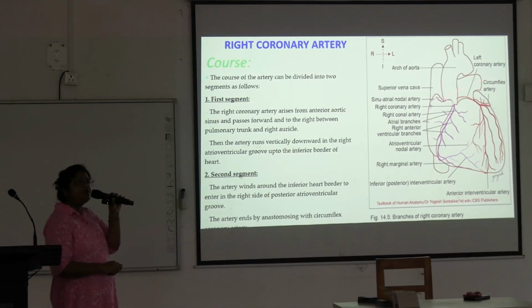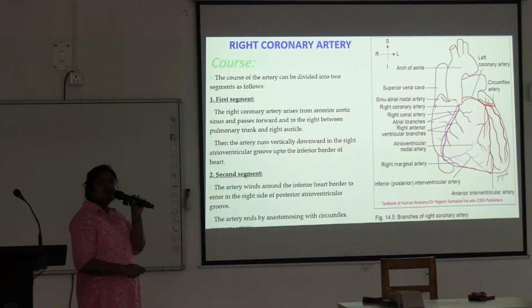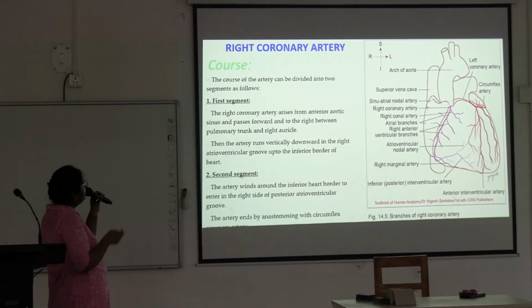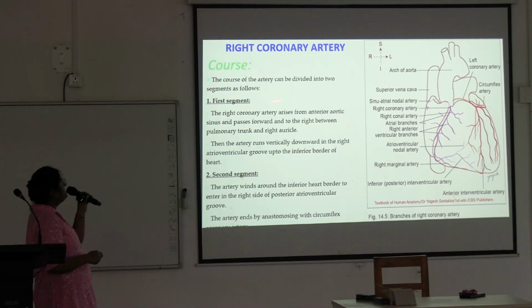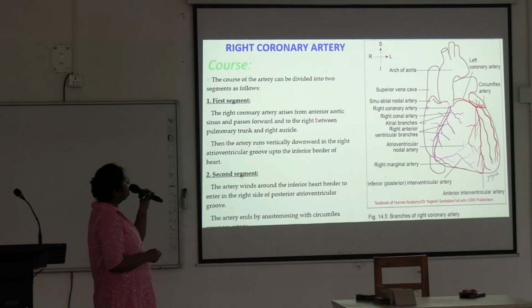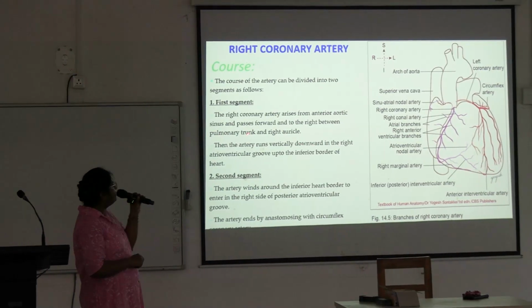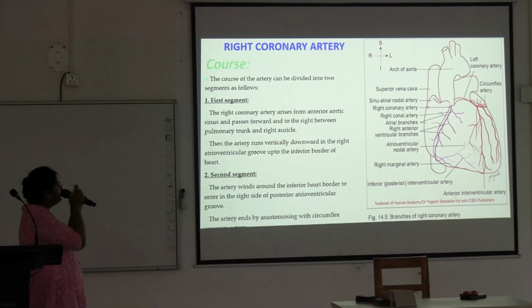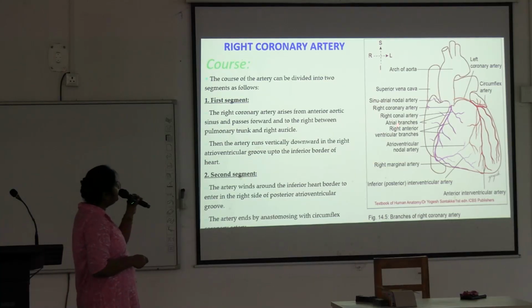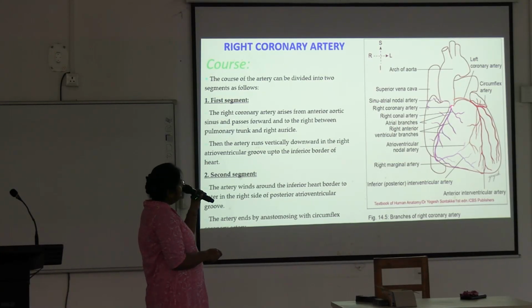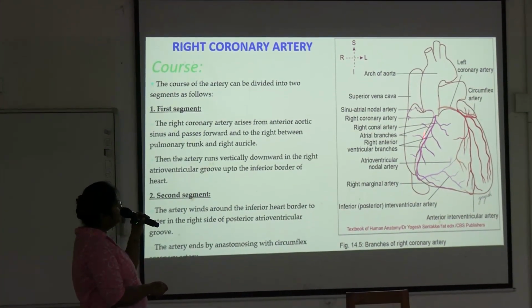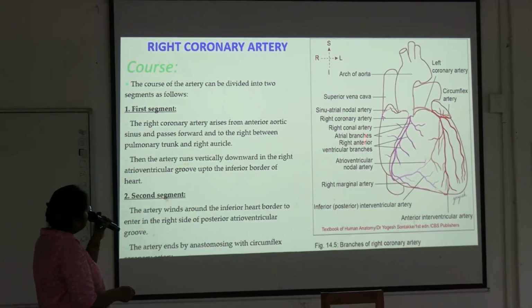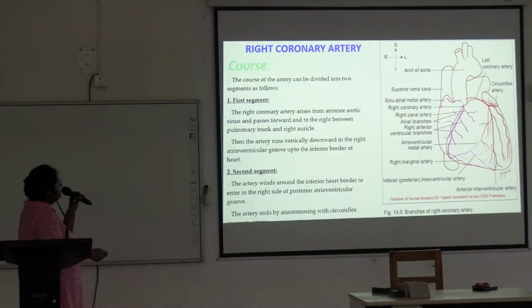We are going to the course of the right coronary artery. The course of the artery can be divided into two segments, first and second. In the first segment, the right coronary artery arises from the anterior aortic sinus and passes forward and to the right between the pulmonary trunk and the right auricle. This is the right coronary artery, descending downward and towards the right between the right auricle and the pulmonary trunk.